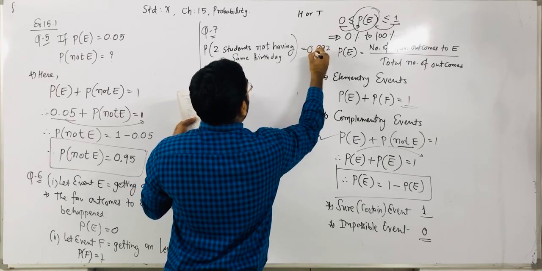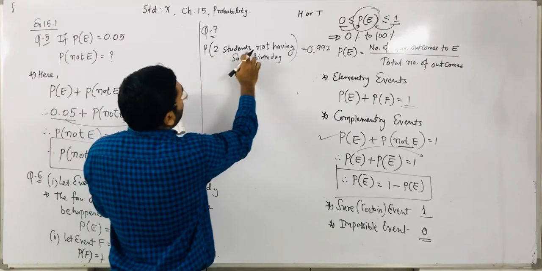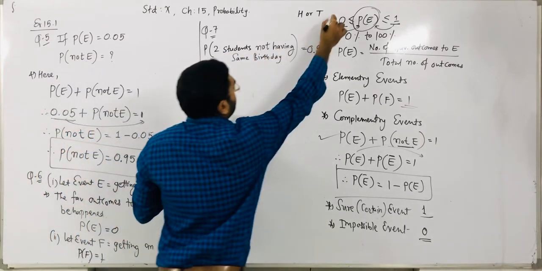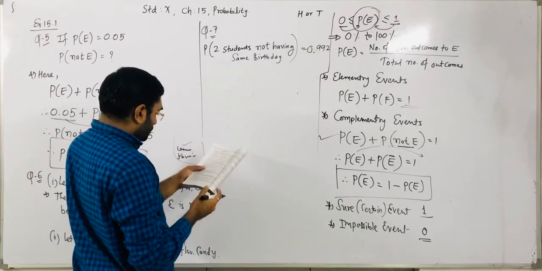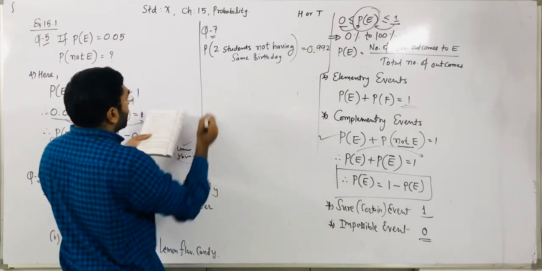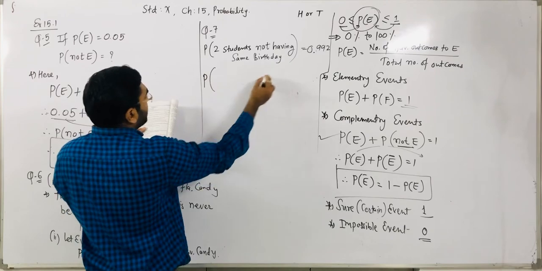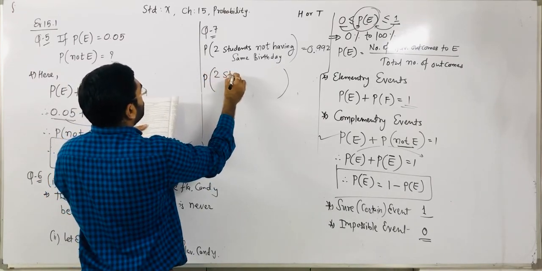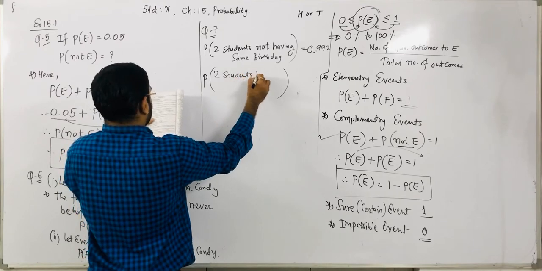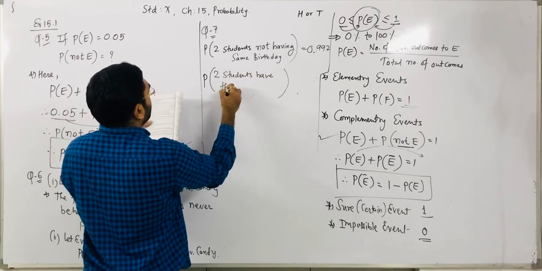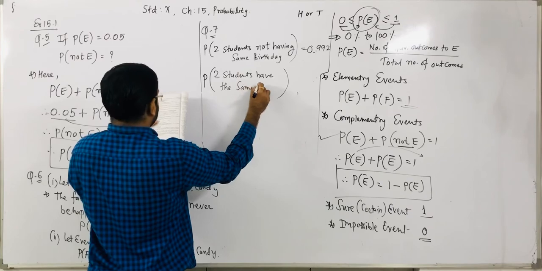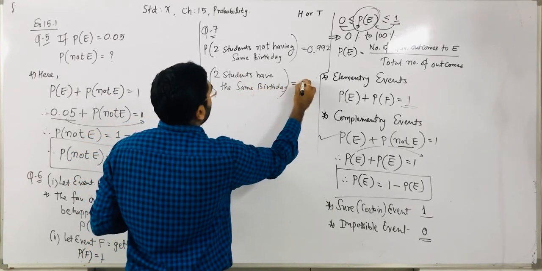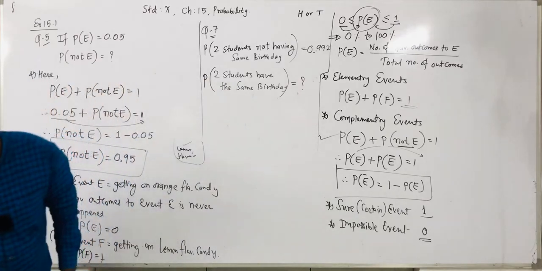0.992 is the probability of 2 students not having the same birthday. Okay. Now, what is the probability of the question? They ask what is the probability of the 2 students having the same birthday.